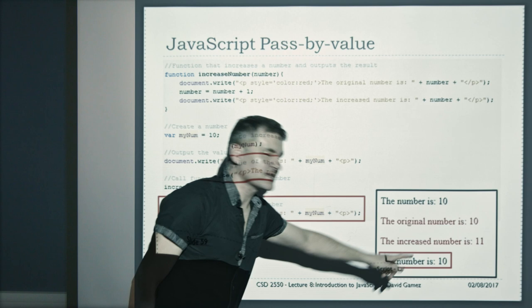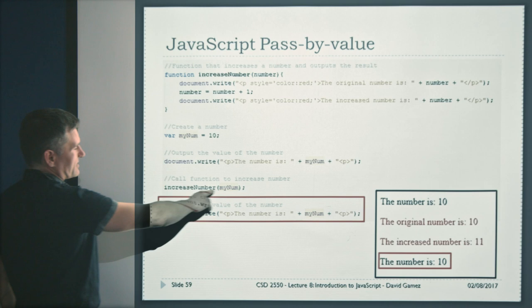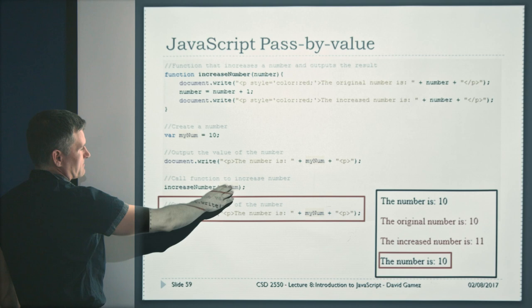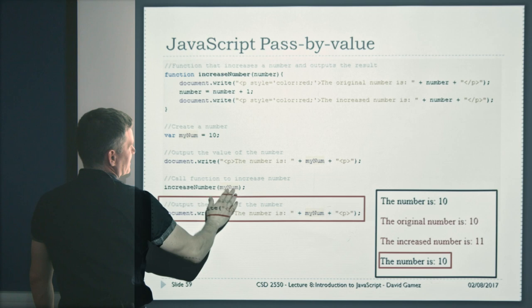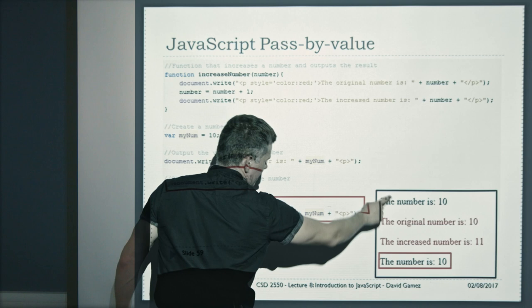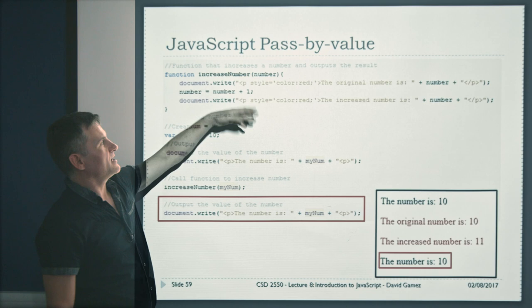So that's the point of this example, okay? Even though we've called increase number and passed my number to it, the value that my number had when we called the function was copied into this variable, which was increased, but this one remained unchanged, okay? This one remained unchanged, and therefore the number remains 10 even though we've passed it to a function that increased it, because it's not increasing it, it's increasing a copy of it.